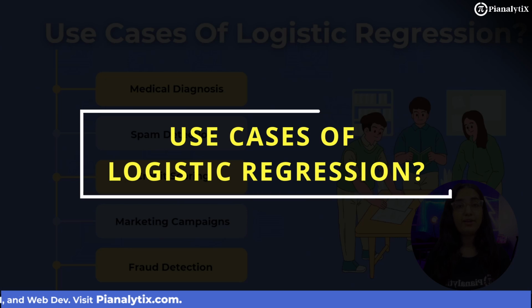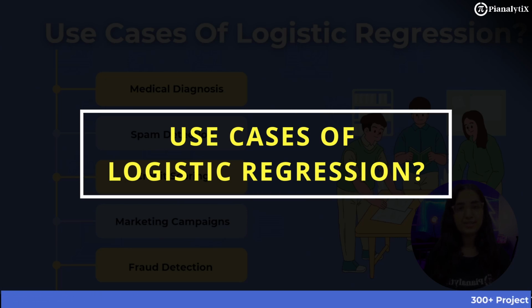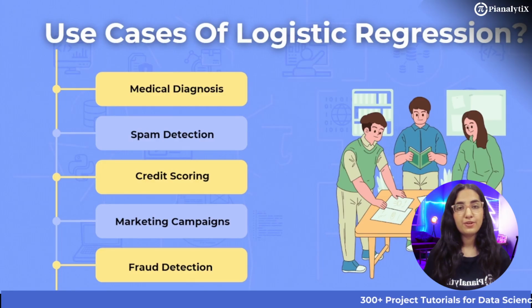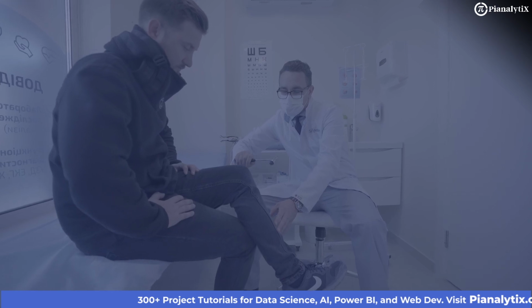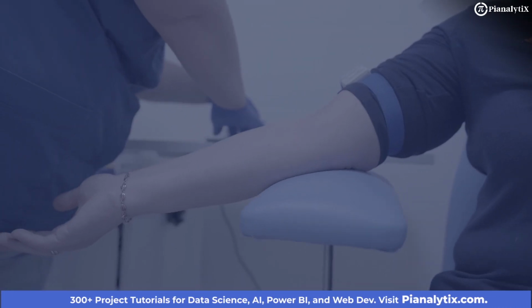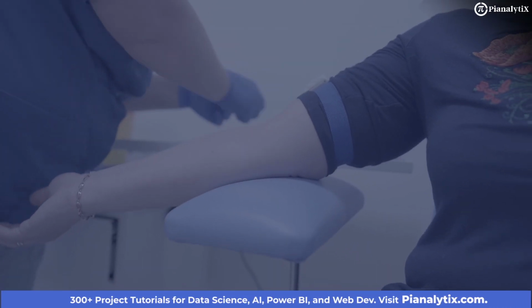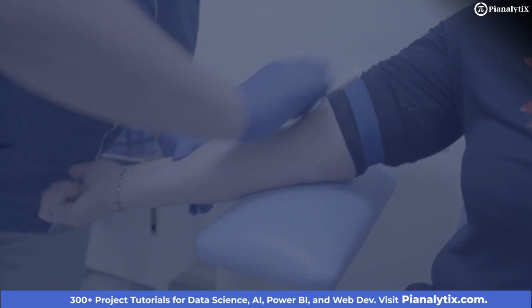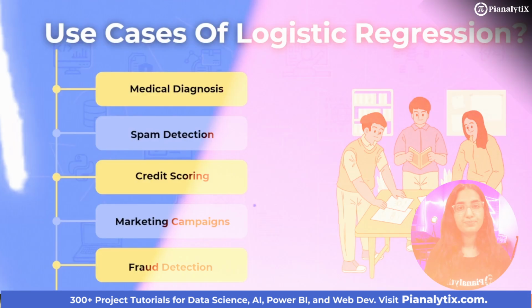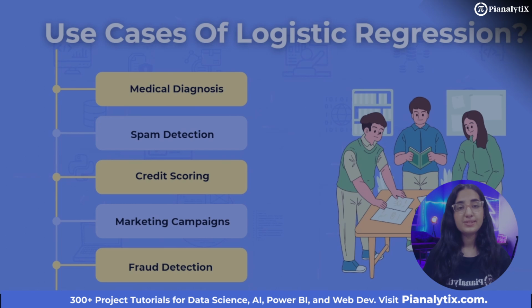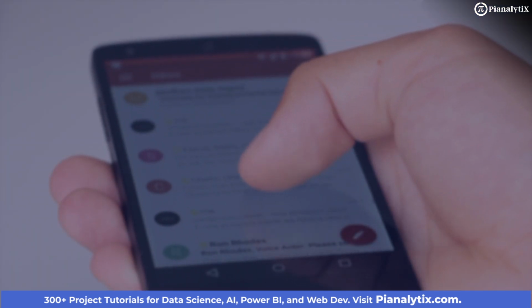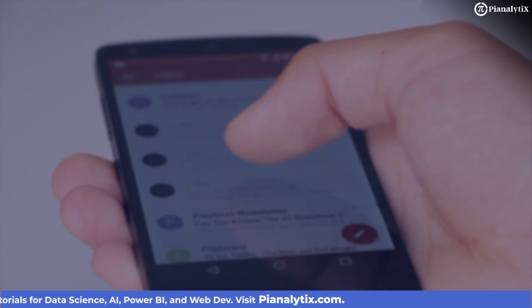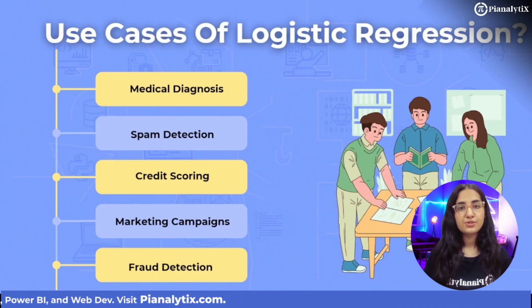Where can you apply logistic regression? Here are some cool real world use cases. First, medical diagnosis. Predict whether a patient has a disease based on their symptoms and medical history. Logistic regression can predict the probability of having the disease. Second, spam detection. Classify whether an email is spam or not by analyzing features like the email's content, sender, and the subject line.